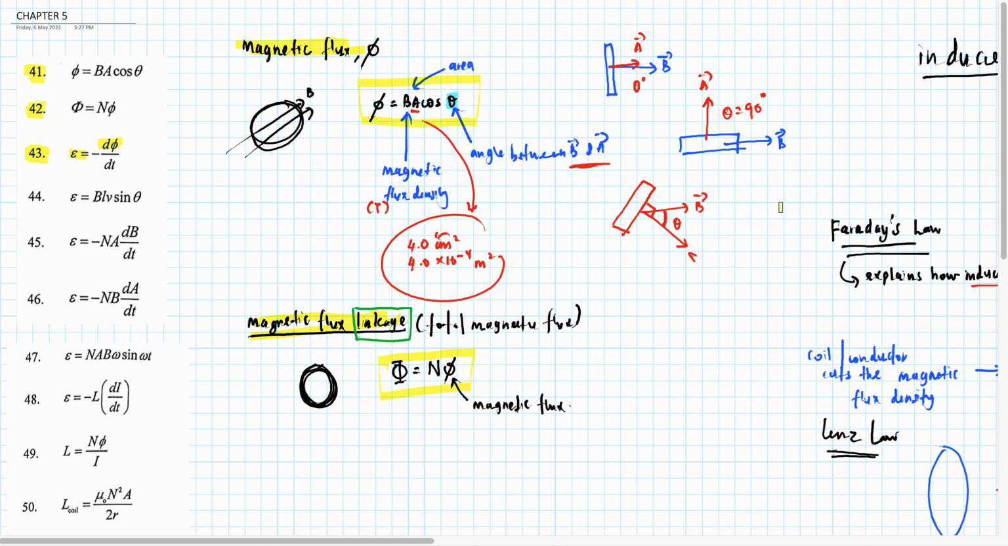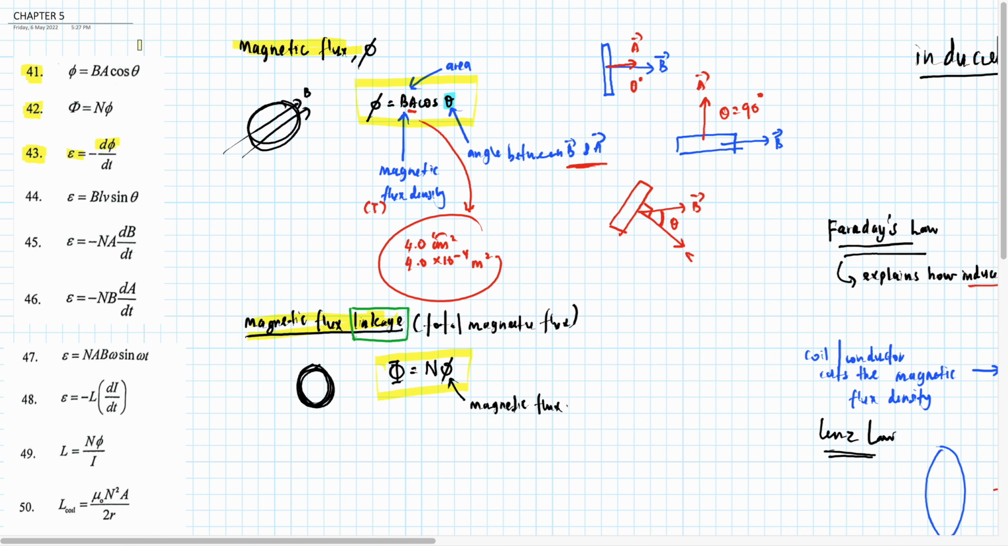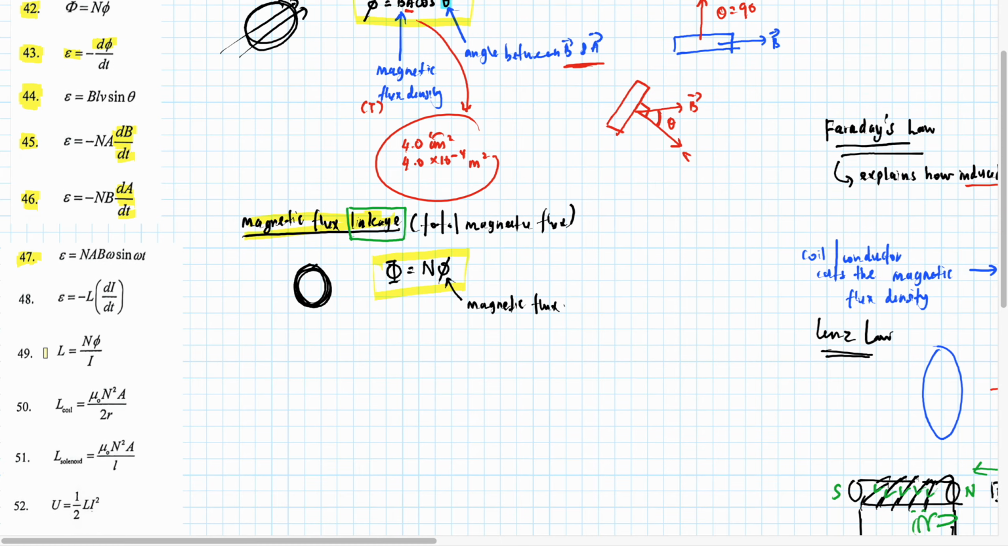So let's look at the formula. Okay, formula yang ke-44 adalah untuk straight current conductor lah. So when you move a straight current conductor in magnetic field. Yang ke-45 ini adalah bila magnetic field awak yang berubah. Area awak constant. Yang ke-46 adalah bila area awak berubah tapi magnetic field awak constant. So you have to see lah what is changing, whether it's your magnetic field or your area. Okay, formula yang ke-47 is for rotating coil.